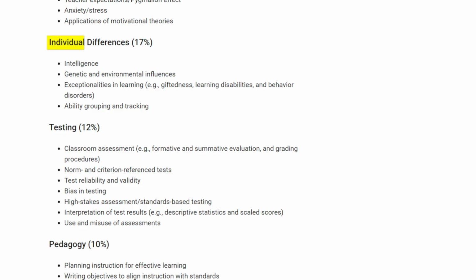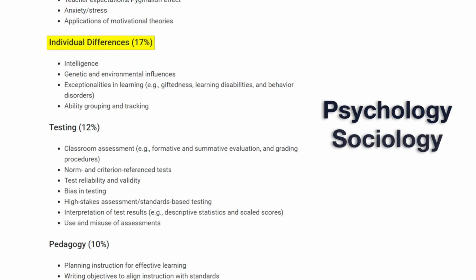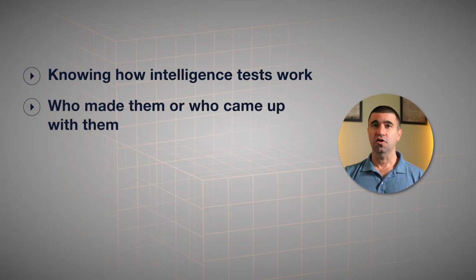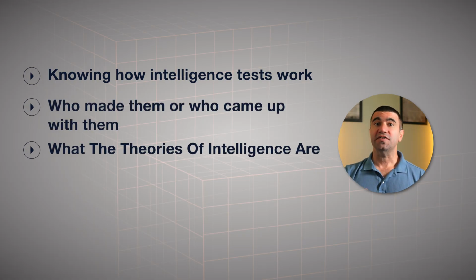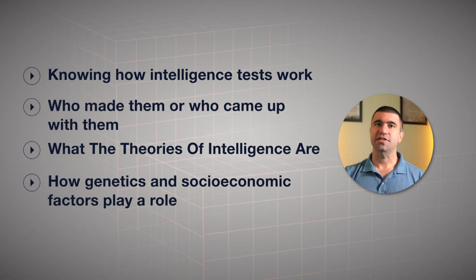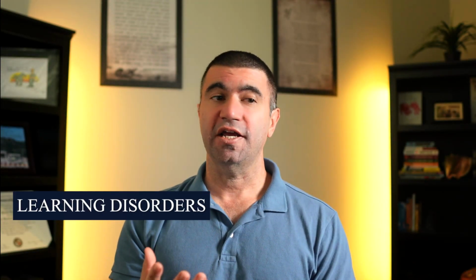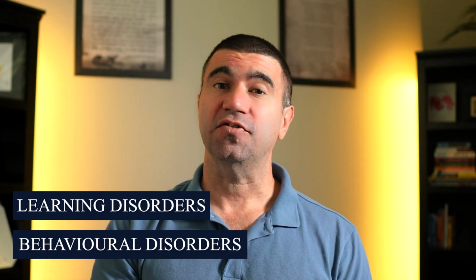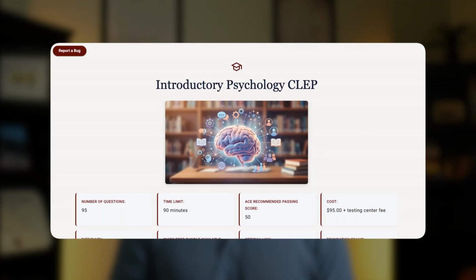Moving on, individual differences is more of a mix of psychology, sociology, and maybe a little biology. This is about knowing how intelligence tests work, who came up with them, what the theories of intelligence are, and how genetics and socioeconomic factors play a role. This is where you'll also start to see questions about learning and behavioral disorders, which are not the same, and each can have a different effect on how people learn. Incidentally, a lot of this shows up on the Introductory Psychology CLEP, so learning it now will help you later if you need even more credits.